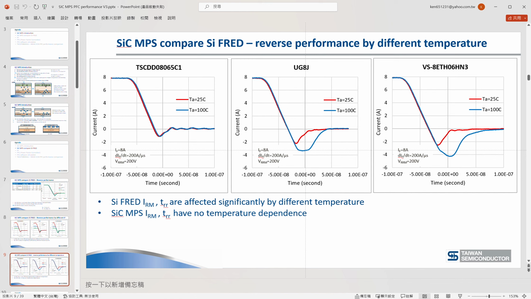So for silicon-based FRED, their IRM and TRR are affected significantly by different temperatures. However, for silicon carbide MPS, IRM and TRR have no temperature dependency.